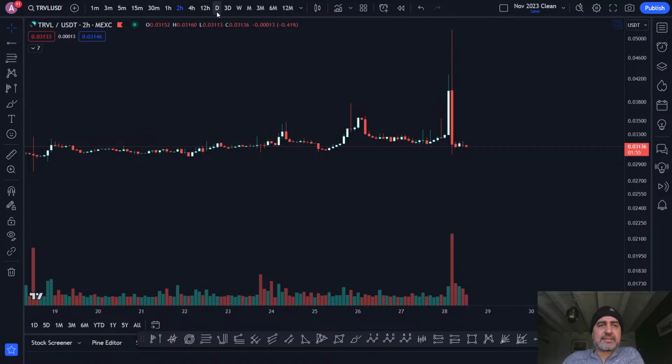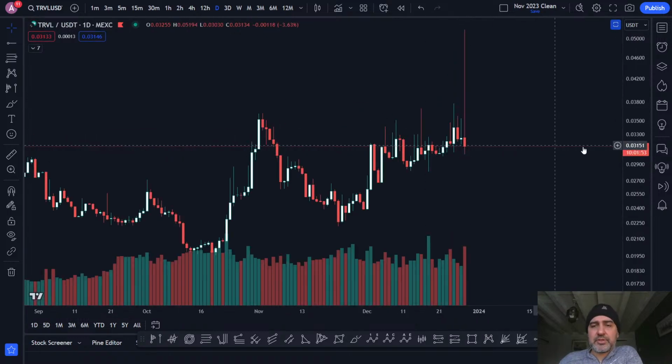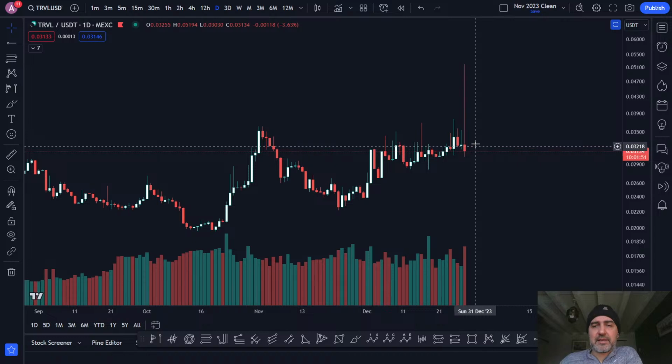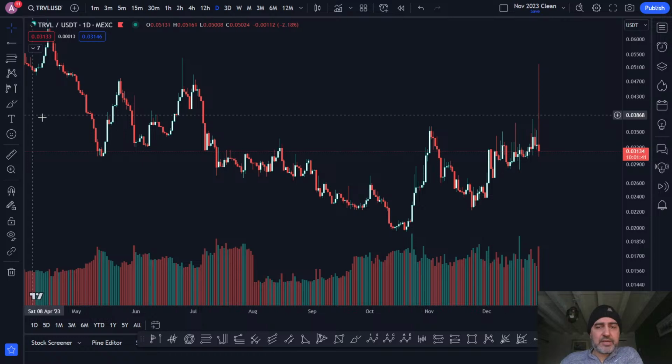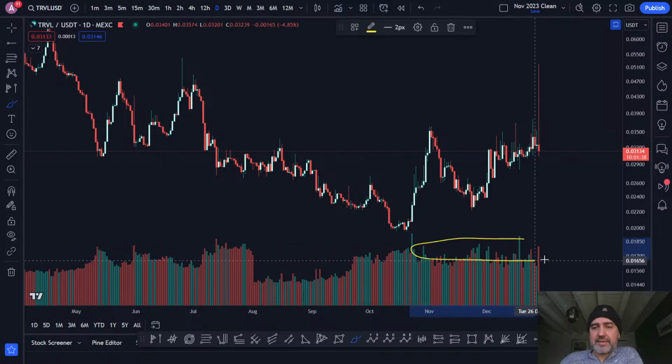I think it's for the bears to show themselves now. This is the candle that they've been waiting for. I don't think it's a high volume candle, to be honest with you. I'm not impressed by the volume behind this candle. It's pretty much at the same range, and usually with these kinds of candles it should be much more.